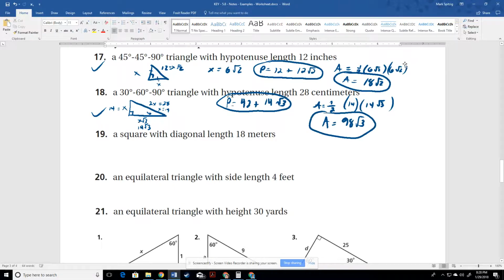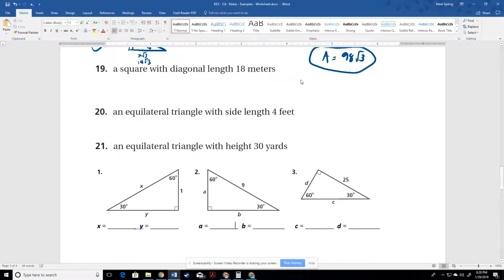All right. A square with a diagonal length of 18. So a square, you always sketch out a nice square. We know that these sides are the same. These are right angles. So when you draw the diagonal, we get a 45, 45, 90. So x, x, x root 2. And we know that it's also 18. So x root 2 equals 18. So once we divide by radical 2 and rationalize, we just get 9 radical 2 is our x.